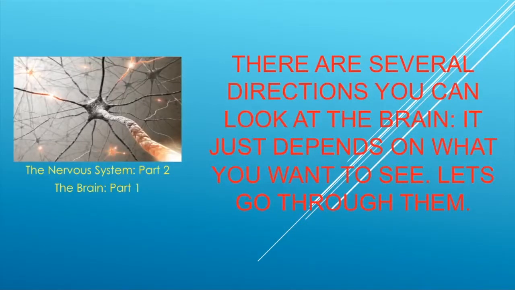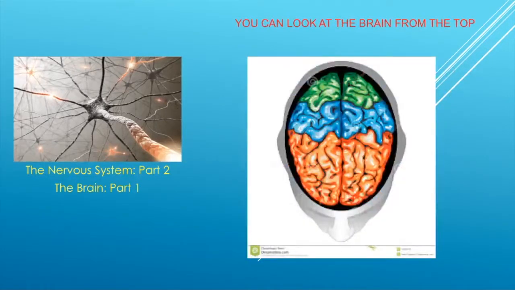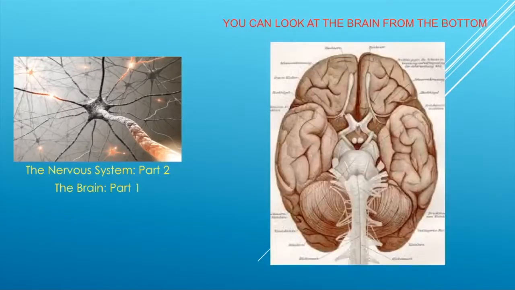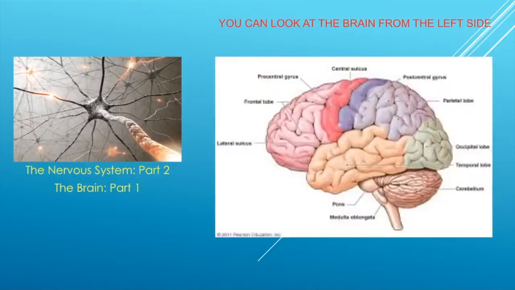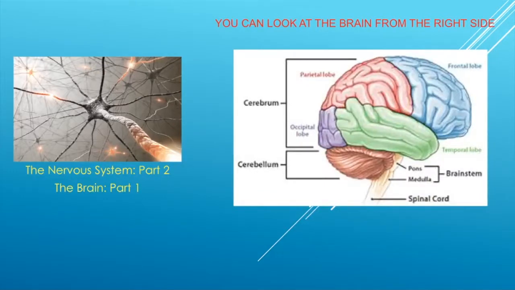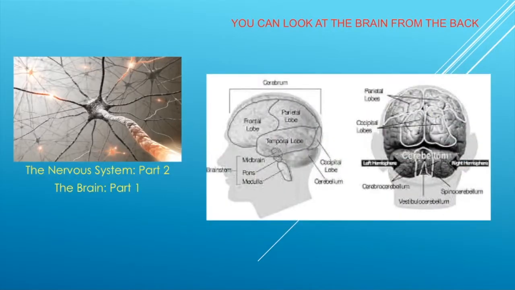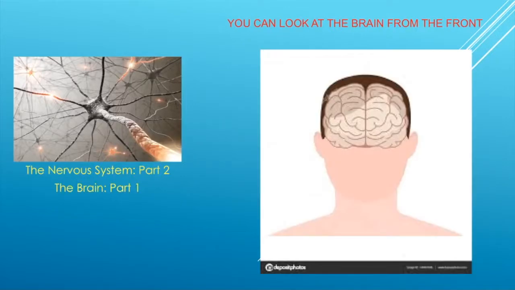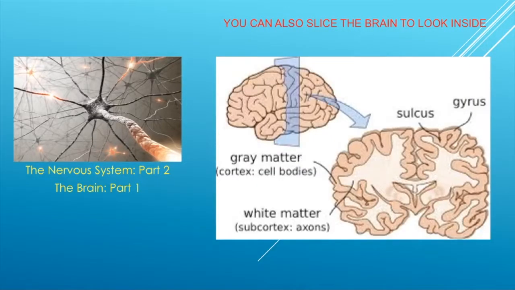Now, there are several ways you can look at the brain, or several directions you can look at the brain, and it all depends upon what you want to see. So let's go through the different directions. One is to look at the brain from the top. Another one is to look at it from the bottom. Also looking at it from the left-hand side, from the right-hand side, from the back, and then from the front. And also slicing it, just like we did with the spinal cord, slicing and looking inside it.